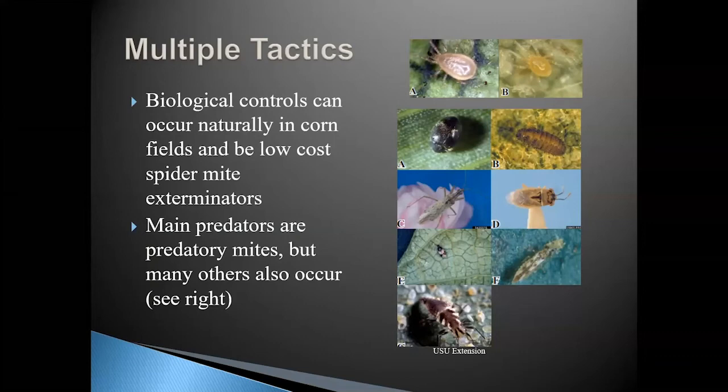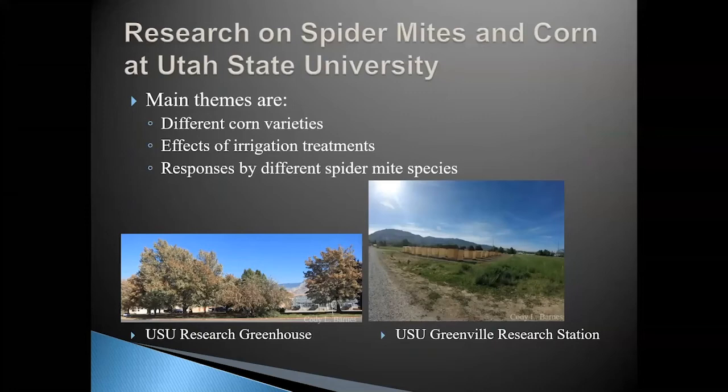I'd like to now spend a little bit of time going over the research on spider mites and corn that we do here at USU. A few of the major themes that we're investigating are the growth of different corn varieties, the effects of irrigation amounts, and comparisons between different spider mite species. The studies that I'll cover today largely took place at the USU Research Greenhouse and Greenville Research Station. We have other studies on the effects of different irrigation technologies, the roles of biocontrols, and physiology of spider mites, but discussion of those will likely be outside the time frame for today's talk.